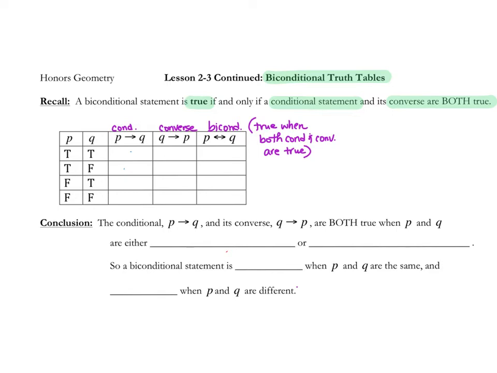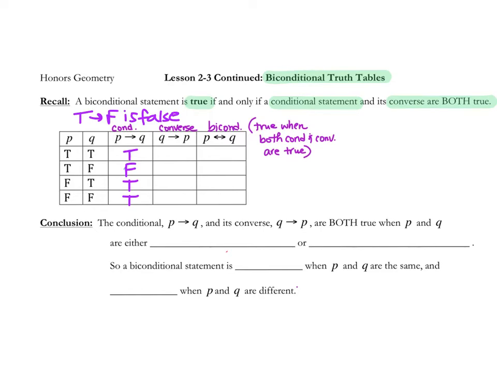First of all, remember that P implies Q is only false when it's true implies false. Every other time it's true. So for P implies Q, the only place that we have a true leading to a false is on the second row. So that means it'll go true, and then false, and then true, and then true. The only time it's false is when true leads to false.